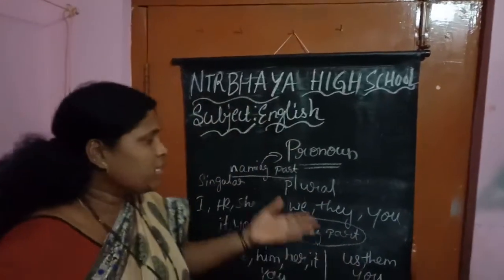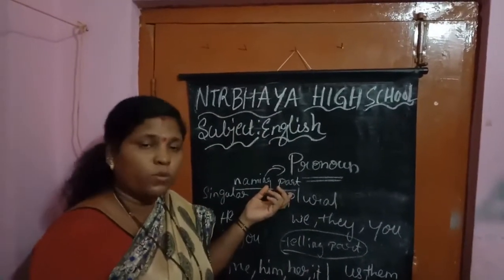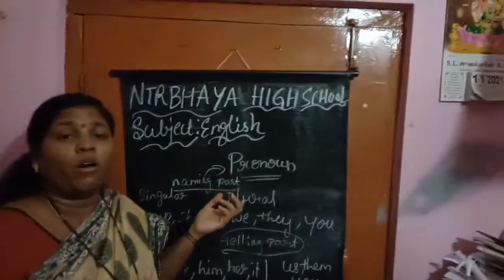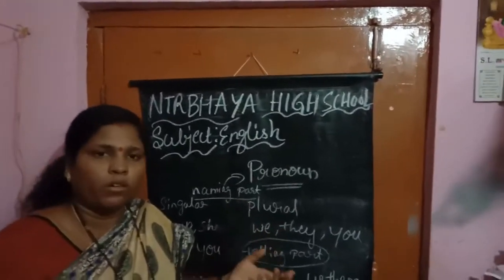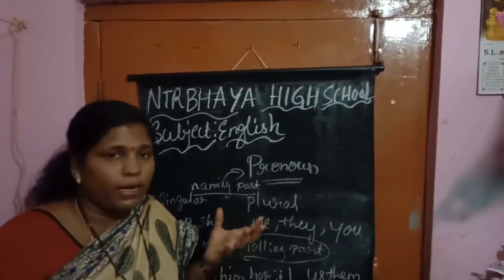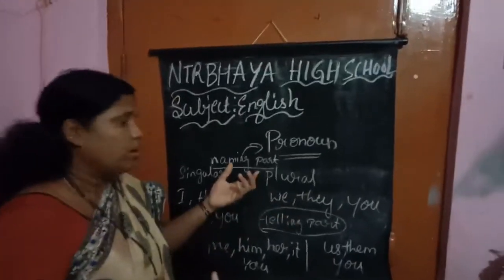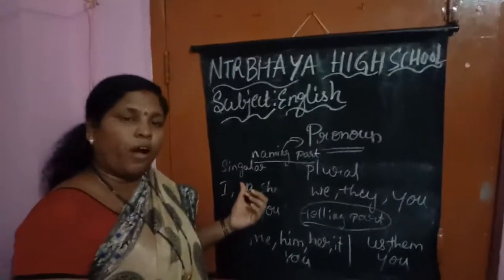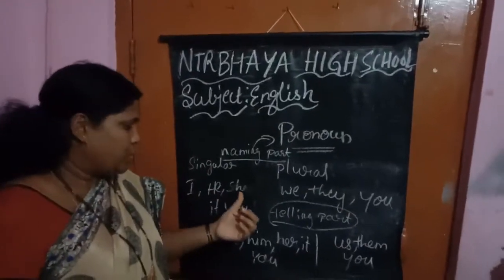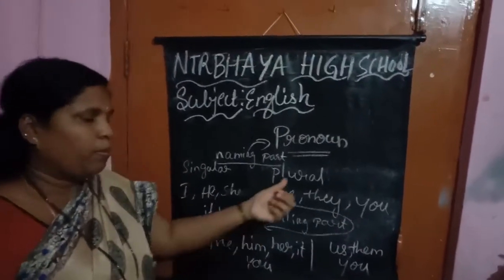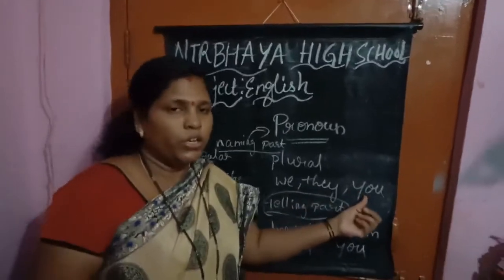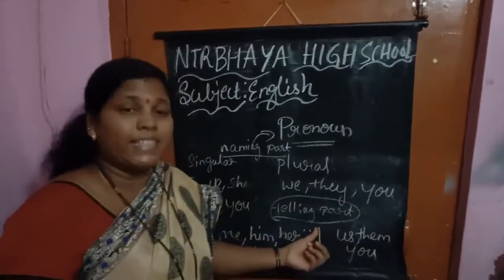See here, these are the naming part of pronouns. What are the naming part? When we are talking about them, the noun main part will be there, no? That is the naming part. Singular form: I, he, she, it, you. Plural form: we, they, you. Understood? And the next part is the telling part.